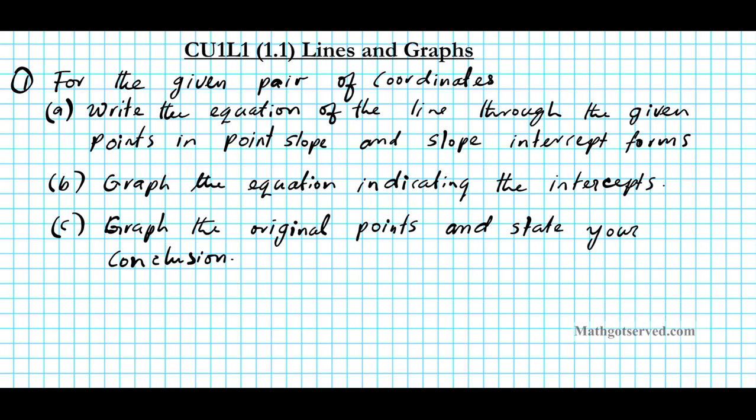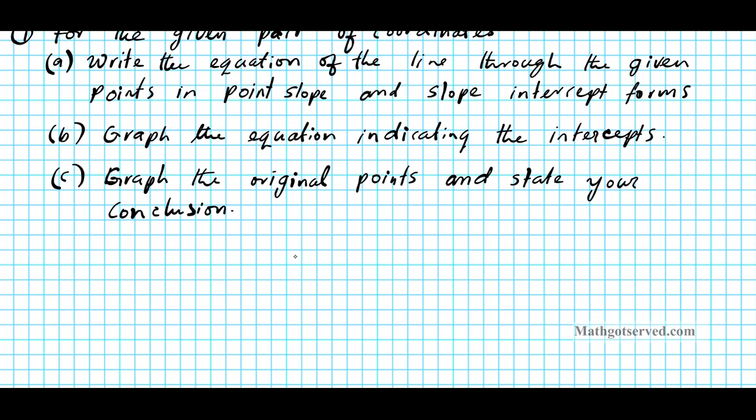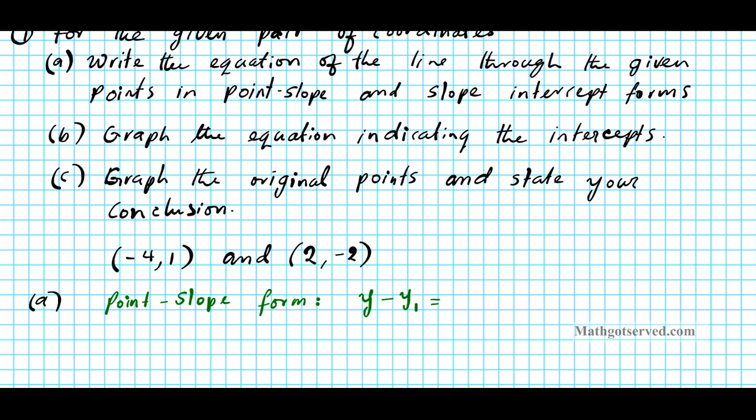All right. So for problem number 1, we're going to be dealing with the coordinate pair, which are (-4, 1) and (2, -2). All right. Okay, so part A, we have to write down the equation of the line in point slope form first. The point slope formula, let's write down what that is again just to refresh our memory. The point slope form of the equation of a line is y minus y1 equals m times (x minus x1).